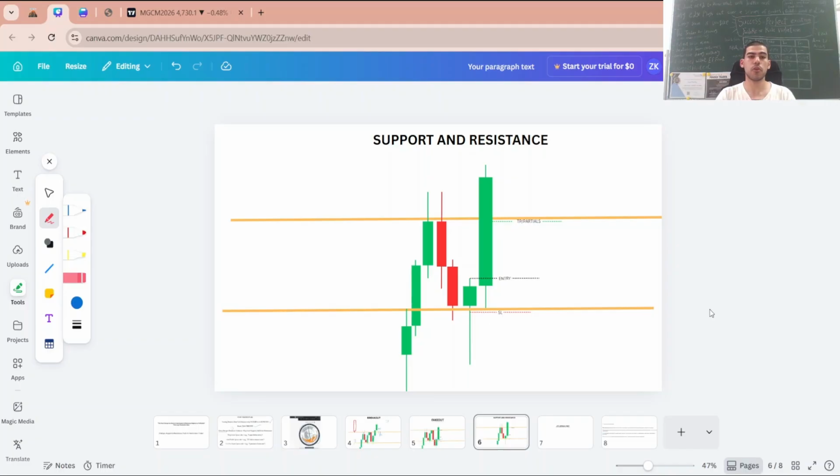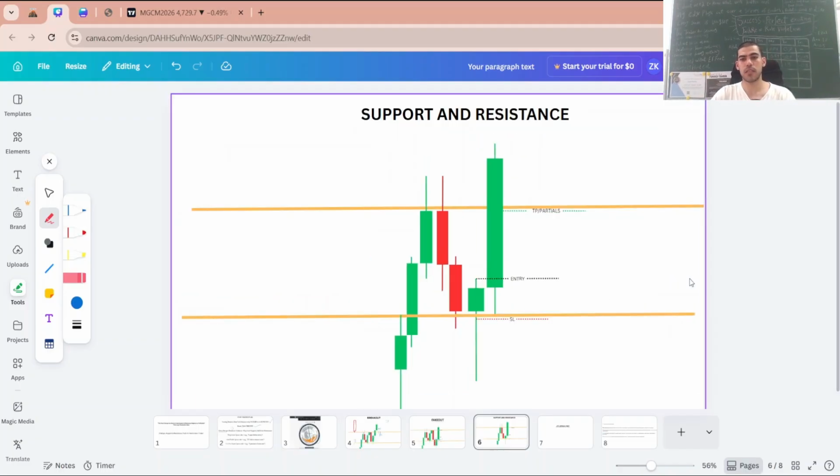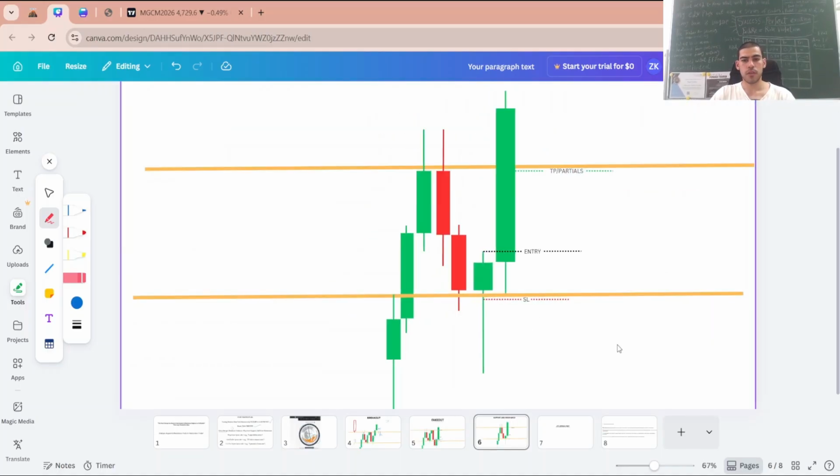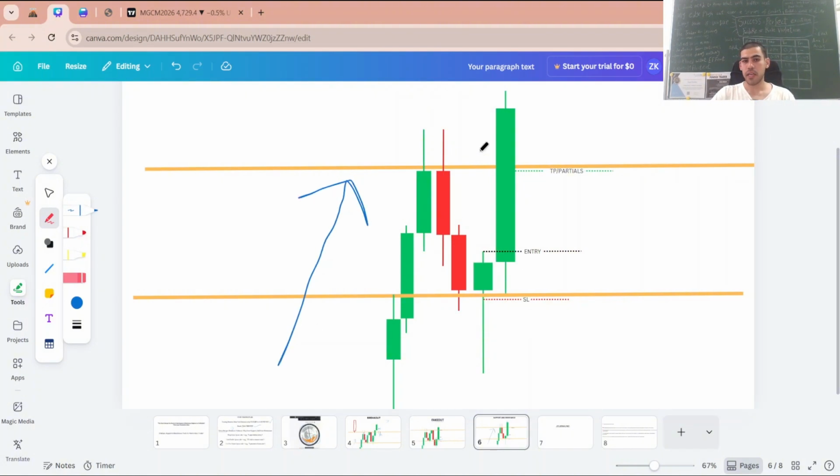Next we have support and resistance. This is my bread and butter. It's one of the best setups I like to take trades on. You can see here that price was moving to the upside. We are in an uptrend, and then it created a resistance here. Price moved down, tapped this support area, and closed above the support with a nice rejection wick. Look how nice this rejection wick is.